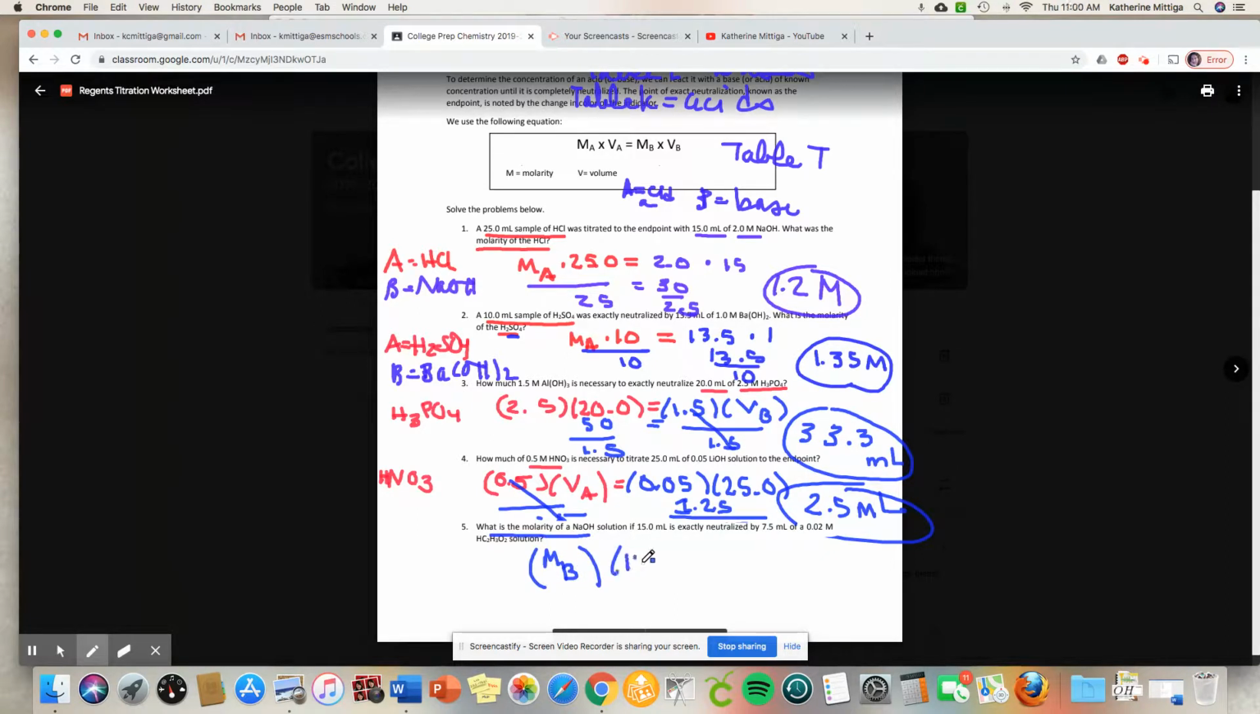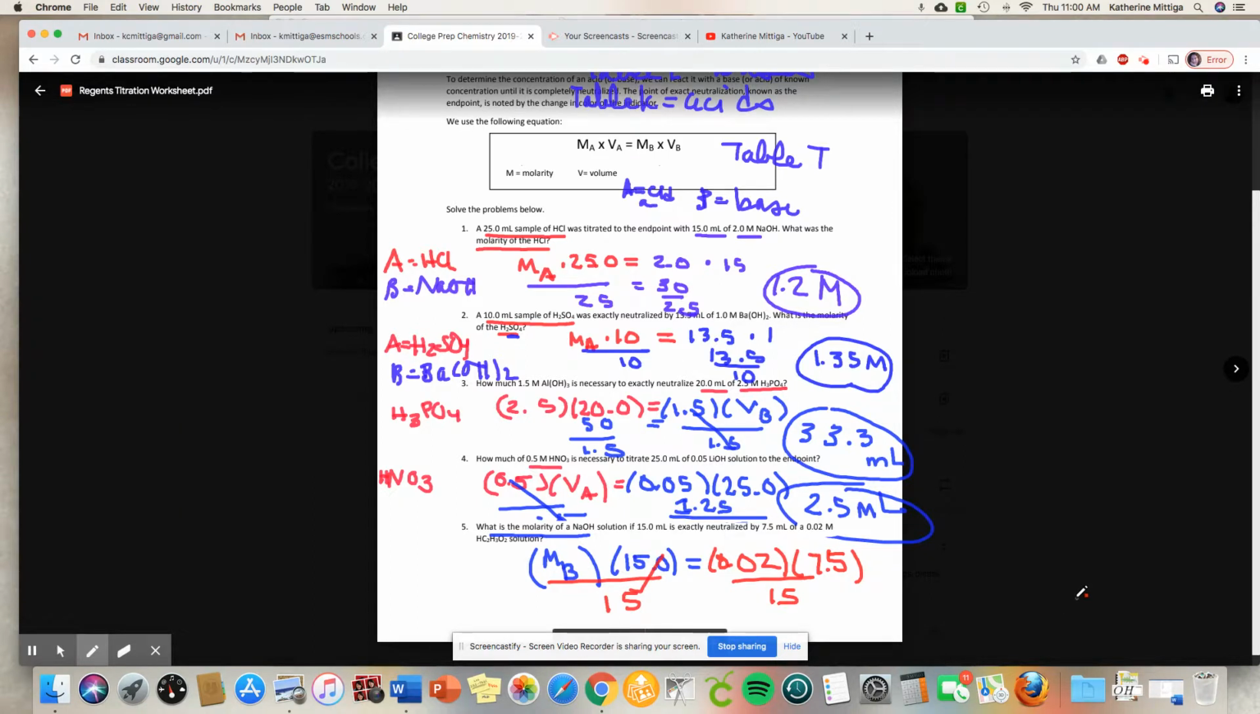Times 15. Now you notice I put it on the left side. Can I do that? Yes, I can do that because of the commutative property of multiplication. As long as you put the acid stuff together and the base stuff together, you're good. So this says 0.02 and this is 7.5. Okay, now let's do the math. So we need to divide both sides by 15. That would give MB by itself.